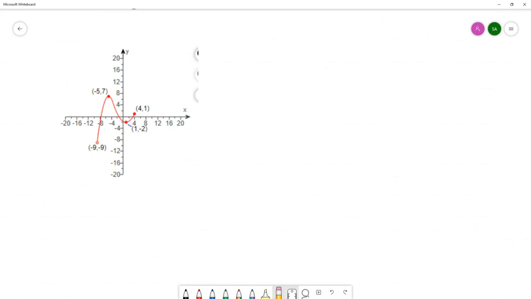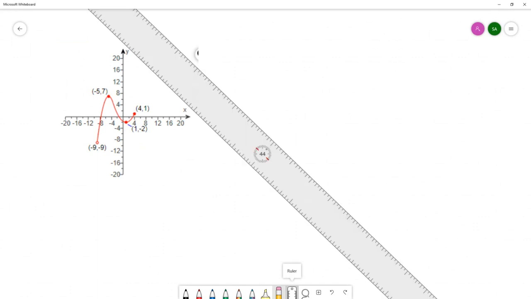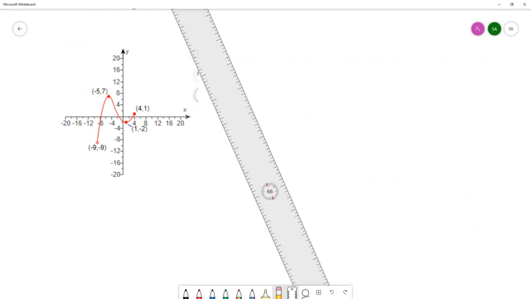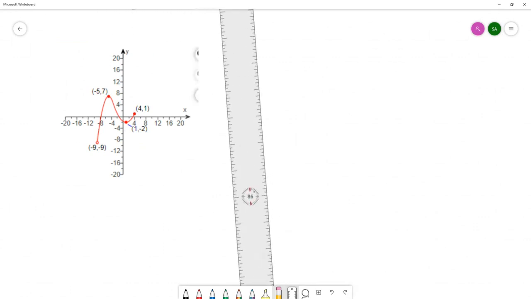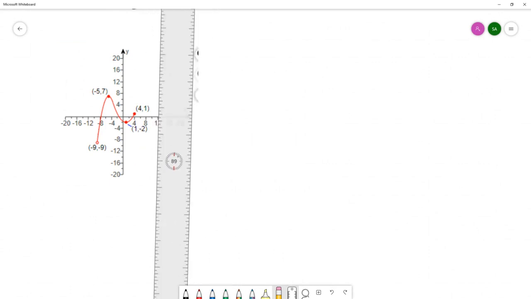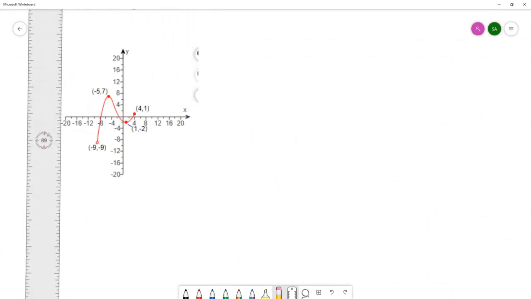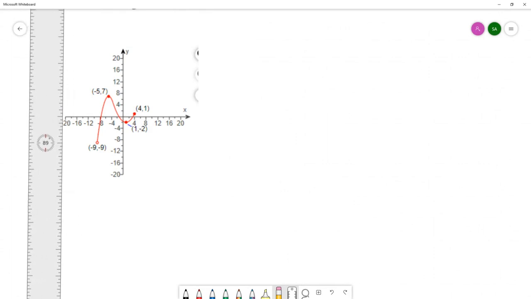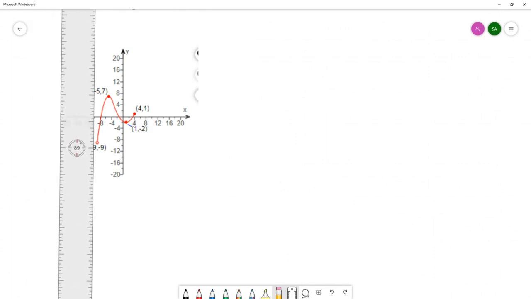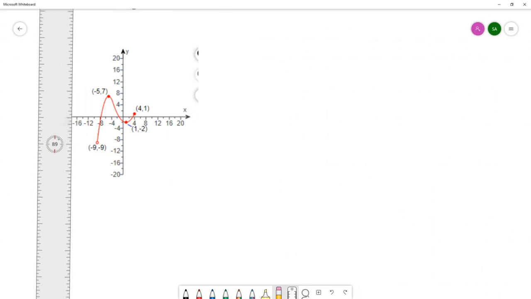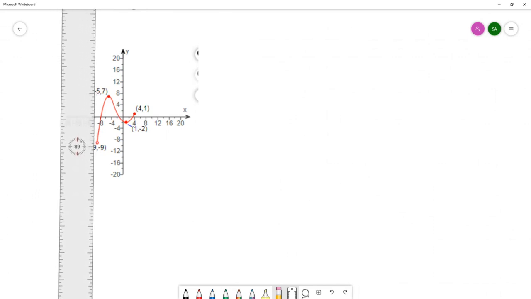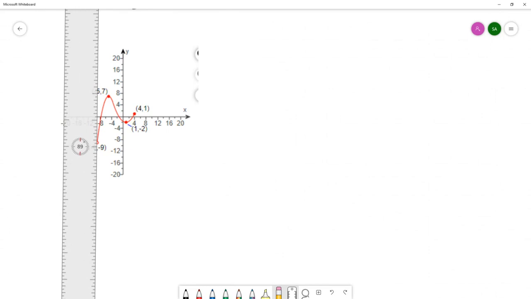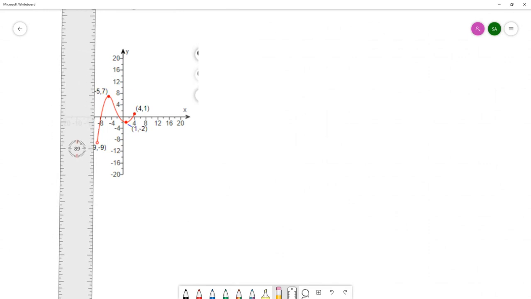And the strategy that I use for finding domain and range from a graph is to hold a pencil, in this case a ruler, vertically. And for domain, we hold it vertically and go from left to right. And I'm going to think about when is the first time that ruler hits the graph. So my domain is going to start at this x value of negative 9.